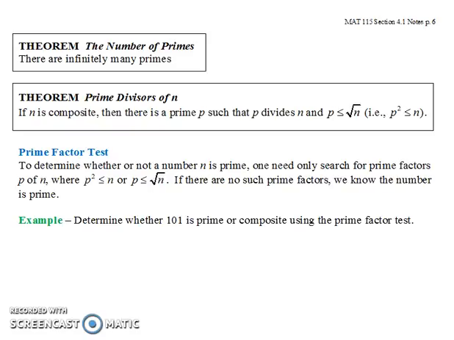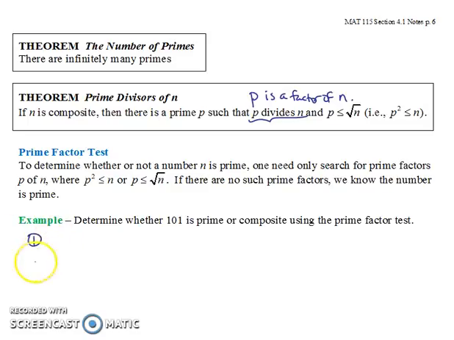So what you can do is find the square root of a number and check for any prime factors that are less than that. That's what we're going to do. We're going to take the square root of 101, and we're going to determine whether 101 is prime or composite by just looking at the prime factors less than the square root. So that's what we do.